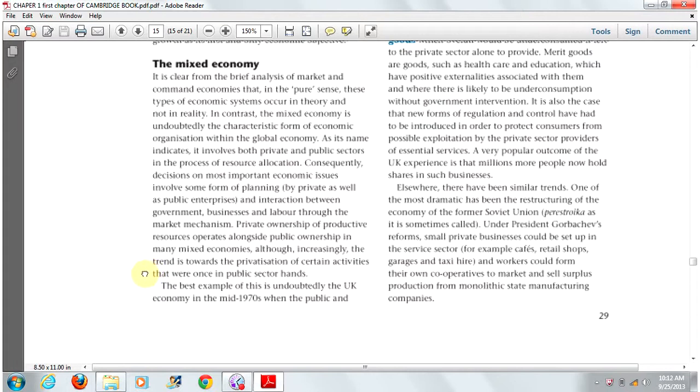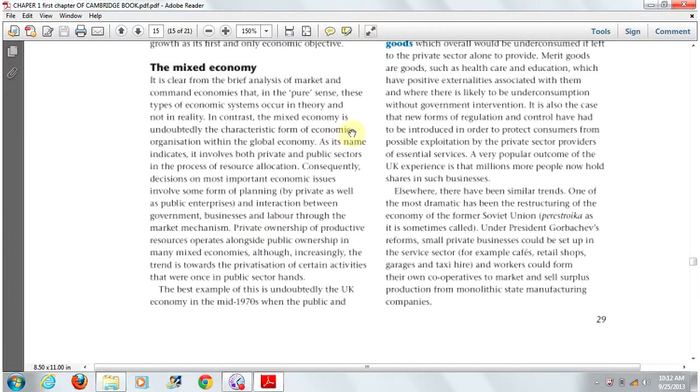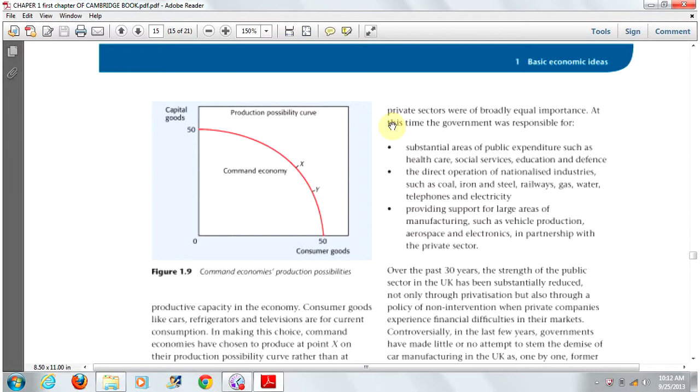At this time, the government was responsible for substantial areas of public expenditure such as healthcare, social services, education, and defense. It directly operated nationalized industries such as coal, iron, steel, railways, gas, water, telephones, and electricity, providing opportunity for large areas of manufacturing such as vehicle production, aerospace, and electronics in partnership with the private sector.